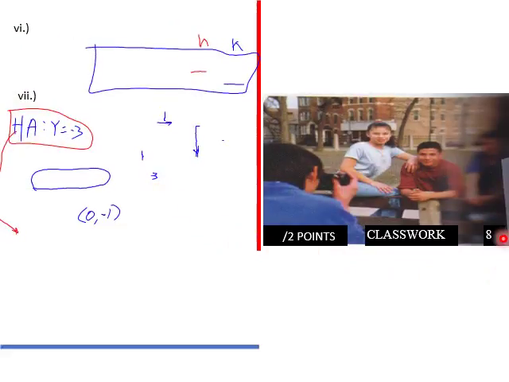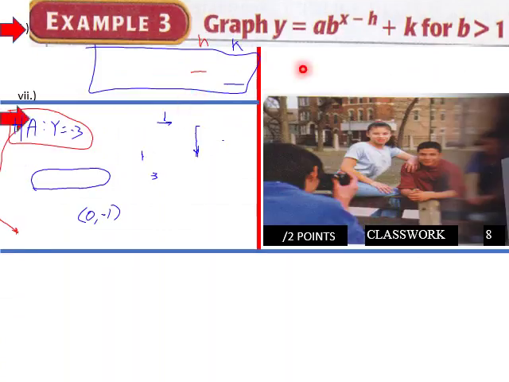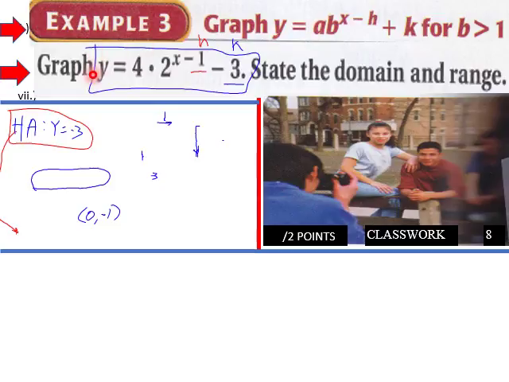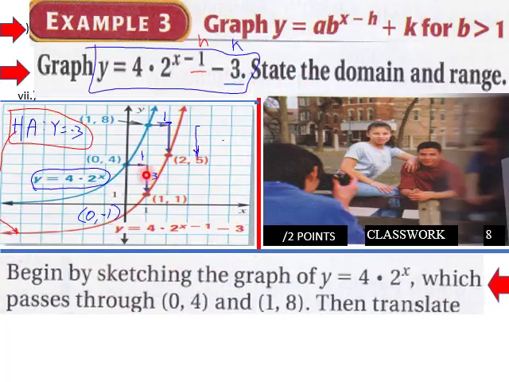Okay, getting into page 8 of our class worksheet here. We're going to graph y equals a b to the x minus h plus k for b greater than 1. We have a situation here, 4 times 2 to the x minus 1 minus 3, state the domain and range. Here is our parent here, and here's our translation here. Begin by sketching the graph y equals 4 times 2 to the x. That would be our parent here, which passes through (0, 4) and (1, 8). So it goes through here and here. So those are 2 points there that we can translate from.